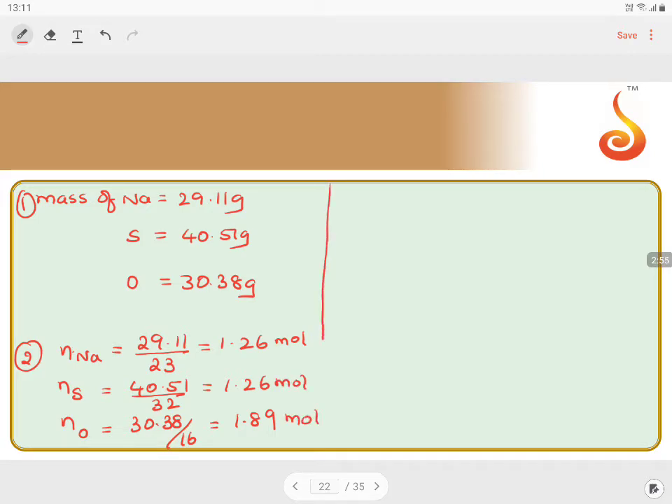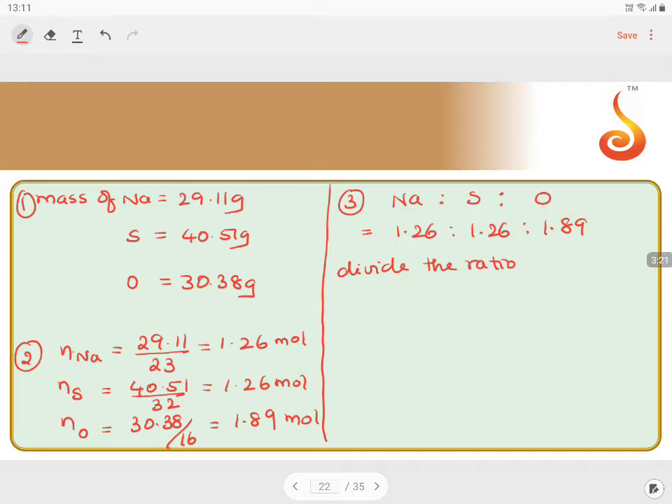Now the third step, take the ratio of number of moles. So number of moles of sodium is to sulfur is to oxygen equals 1.26 is to 1.26 is to 1.89. Divide the ratio with the least value. Whatever is the least value in the data, divide with the least value.